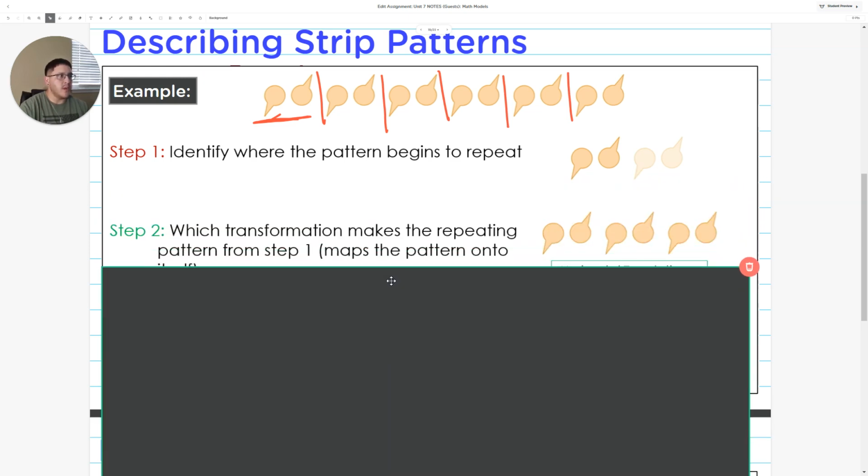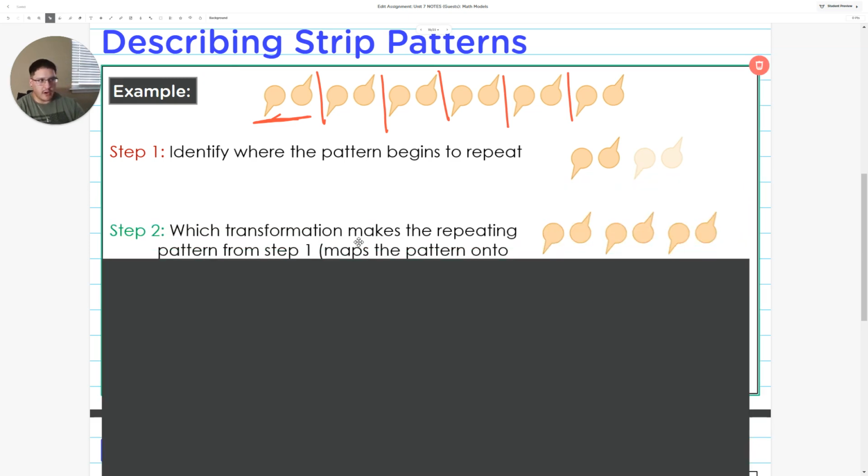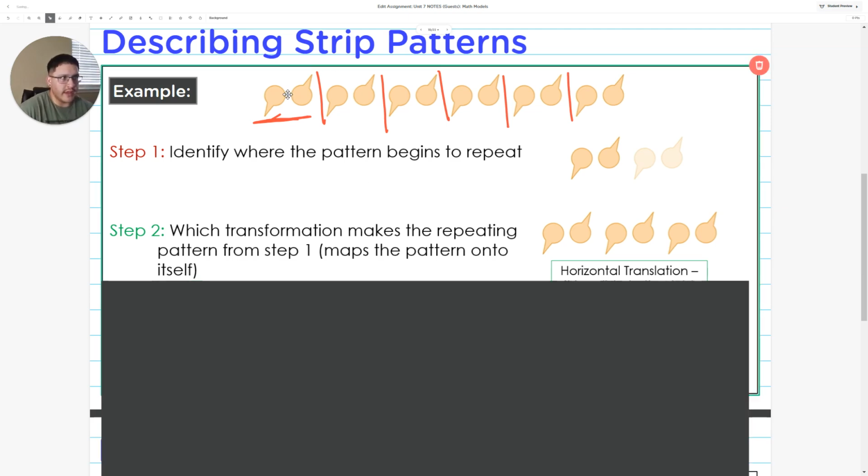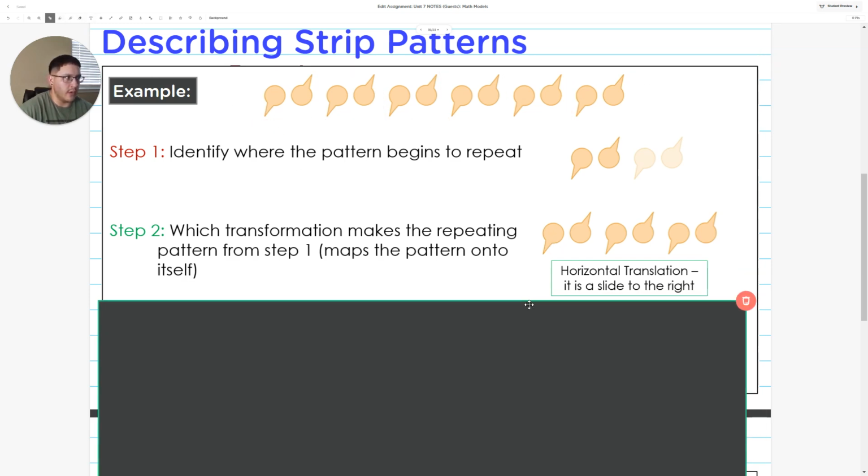So now we want to know what type of transformations are going on with the pattern from step 1. So one of the things that we can say is that we got a horizontal translation. We take this image right here and move it from left to right. Move it again and again and again and again. So we have a horizontal translation going on. It's a slide from left to the right.